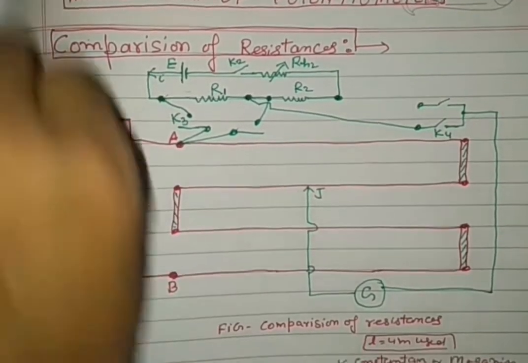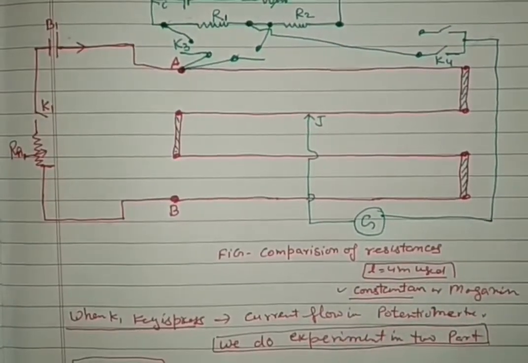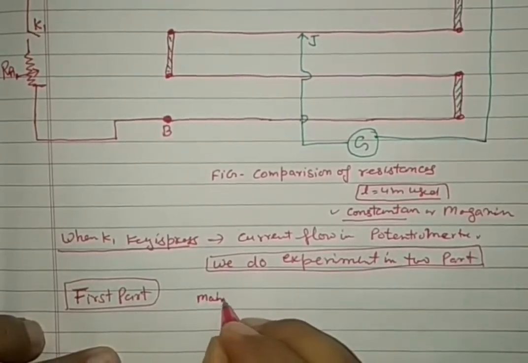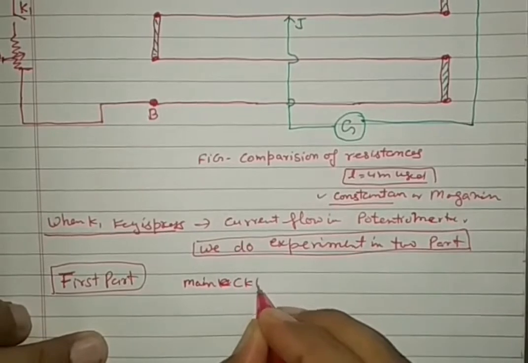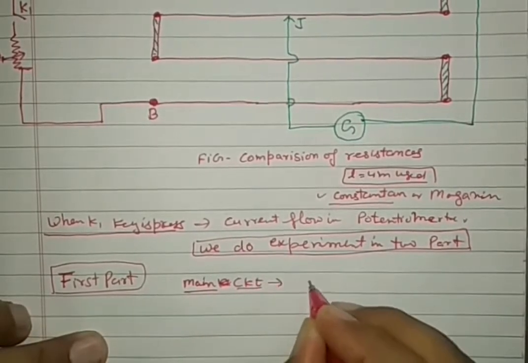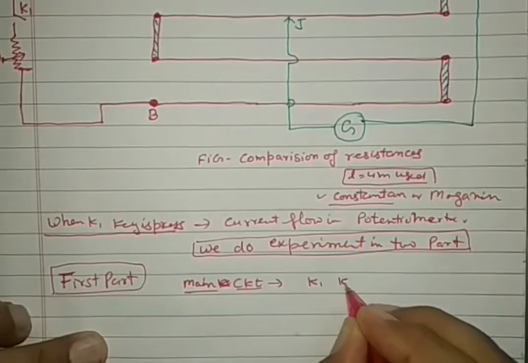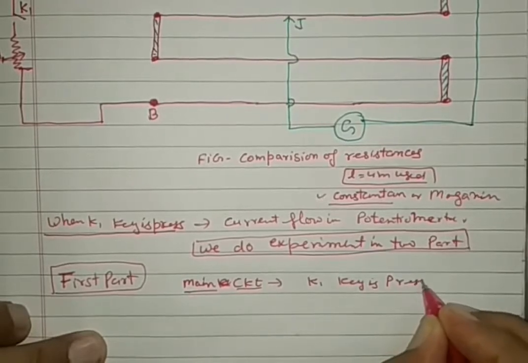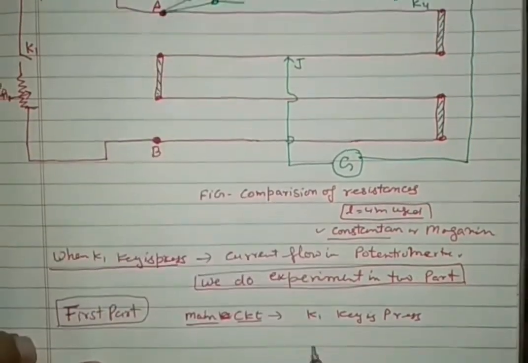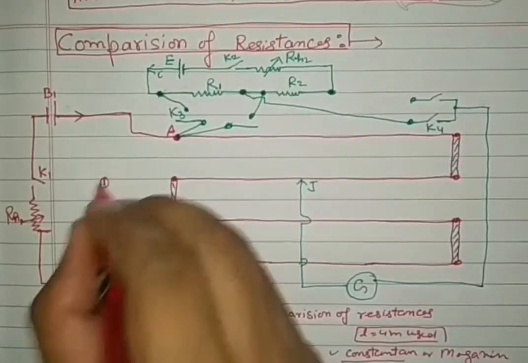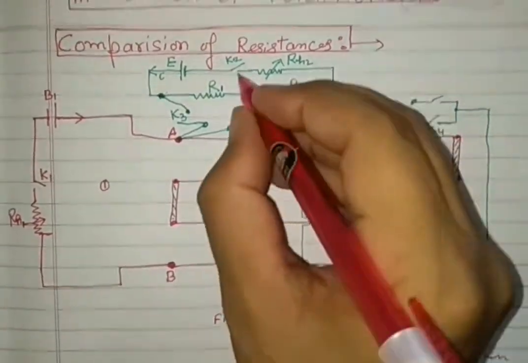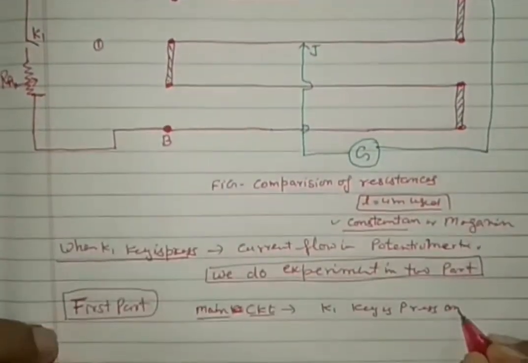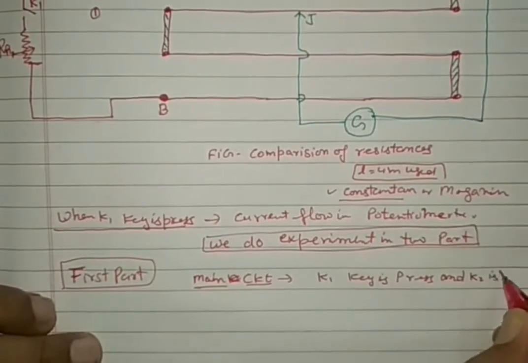Now see, let me write what we have done in the first part. Main circuit: CKT stands for circuit. In the main circuit, the K1 key is pressed. This is circuit 1. The main circuit loop is represented by 1. Now the second loop is this green one, closed, and K2 is closed.